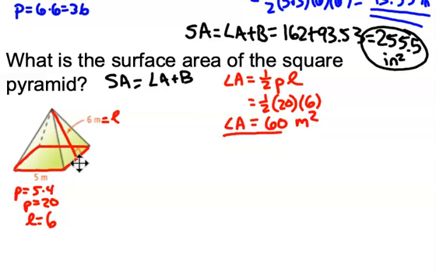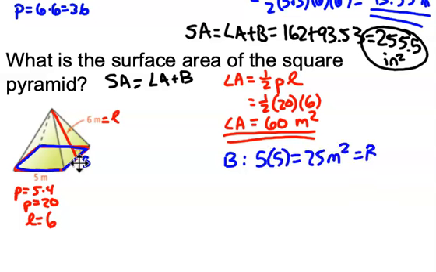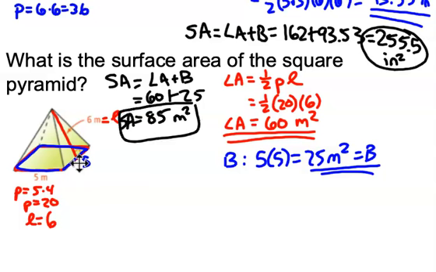We have that. Then we've got to get B. Capital B depends on what the base shape is. It's a square. If one side is 5, they're all 5. So we have 5 times 5, base times height, which is 25 square meters for capital B. Those are the two pieces we need for our final answer. Surface area is LA plus B, which is 60 plus 25. So we have 85 as our answer, square meters. Moving on.